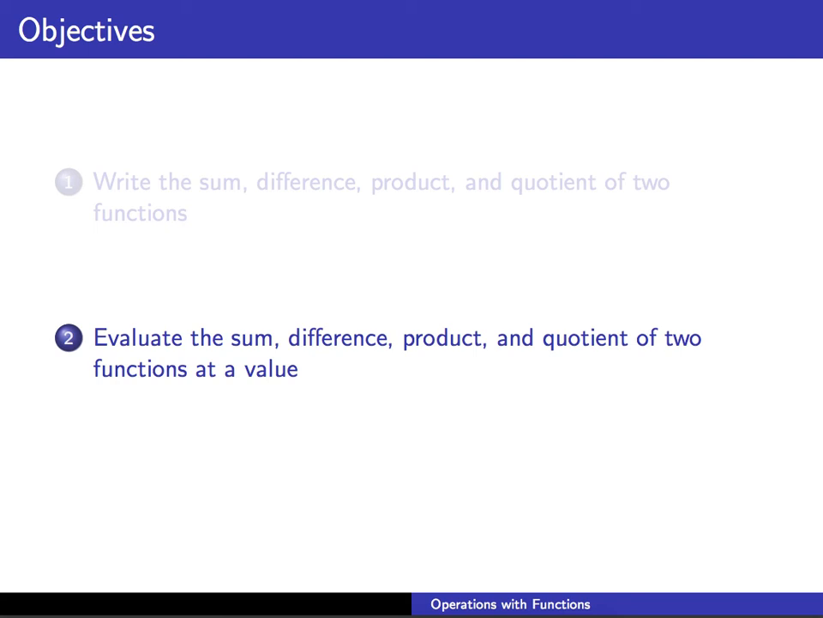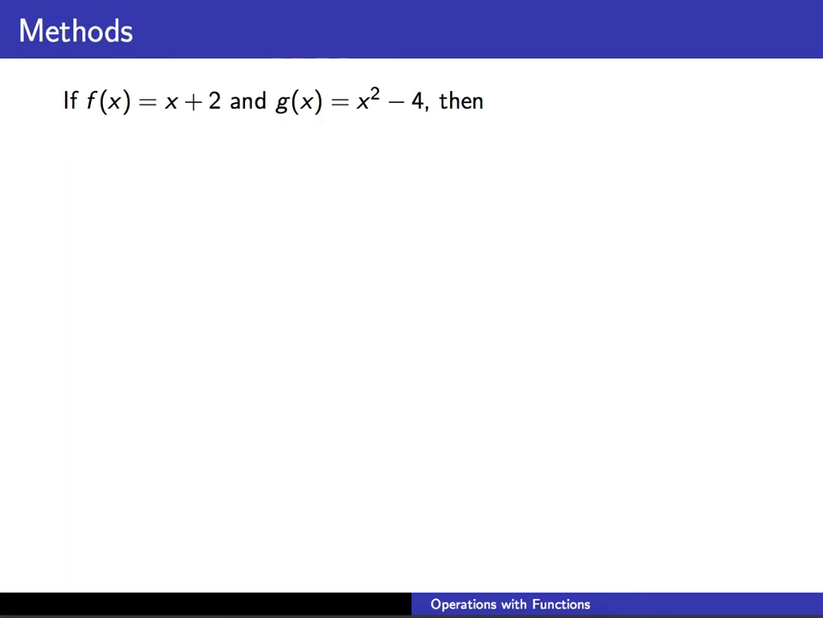All right, in this video, we're going to look at evaluating the sum, difference, product, and quotient of two functions at a particular value. So there's actually two different ways we can approach this, and depending on what you have to do and all that, one method might be preferred over another. I'll show you both methods and then pick the one you like best.